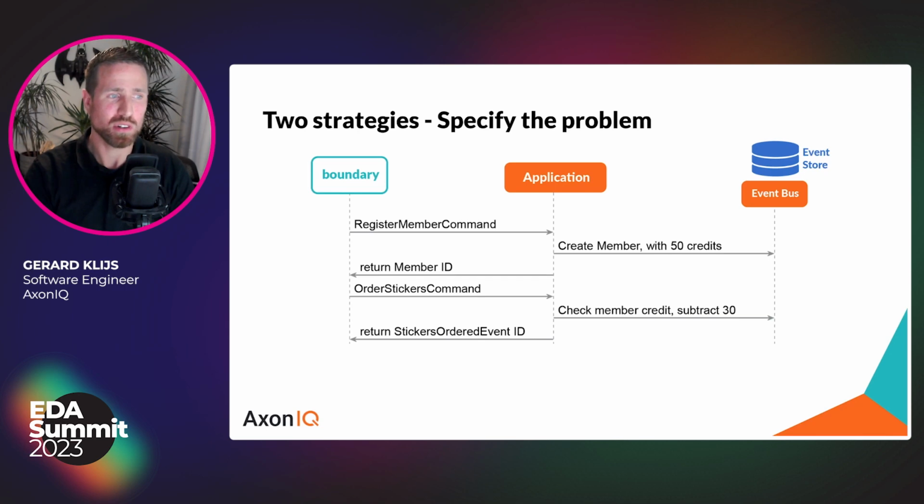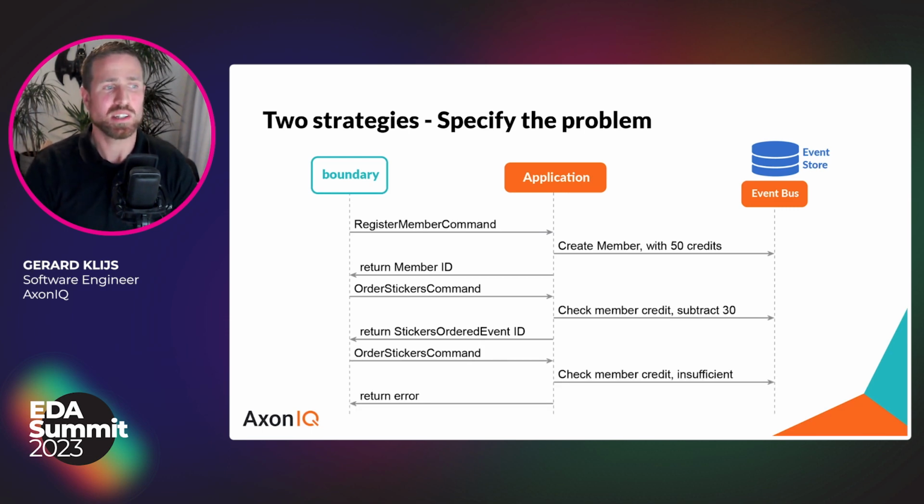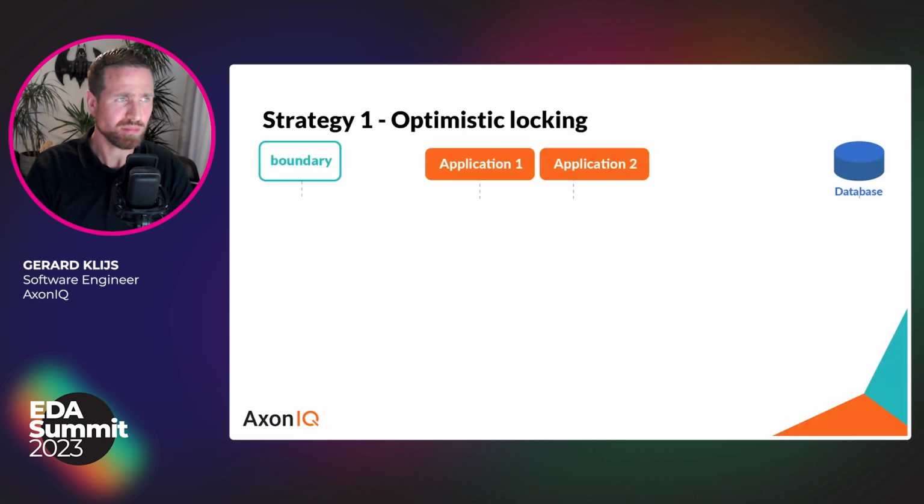Then one of those order stickers commands is issued, and then it's fine. The 30 credits are subtracted, and then a sticker ordered event is created, and that's all fine. But then a second time, when that command is issued, there are insufficient credits. So it should return some kind of error, but at least not create a second such event.